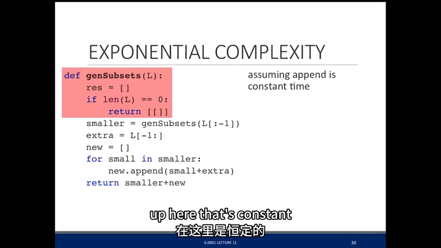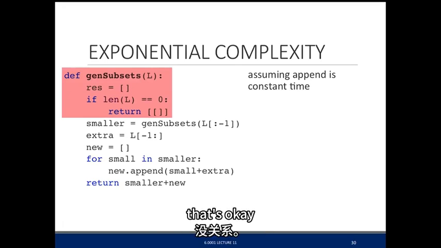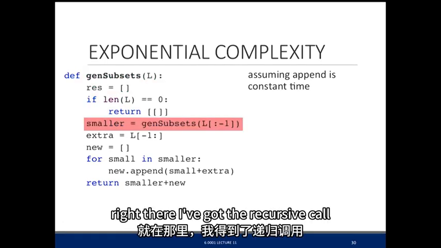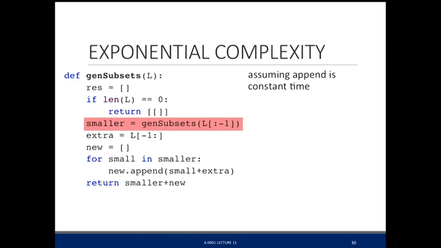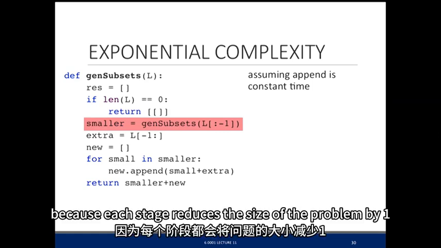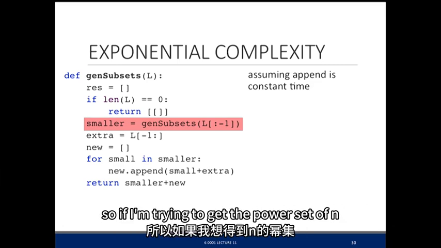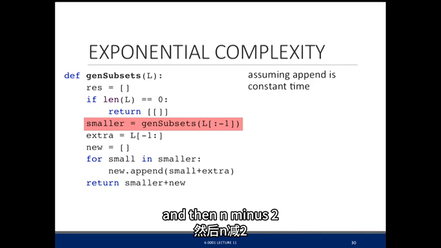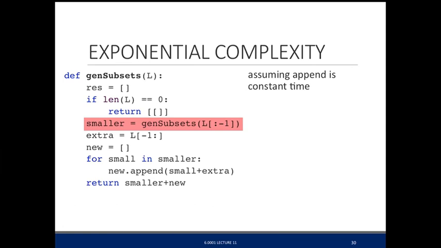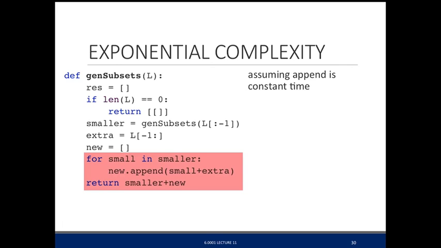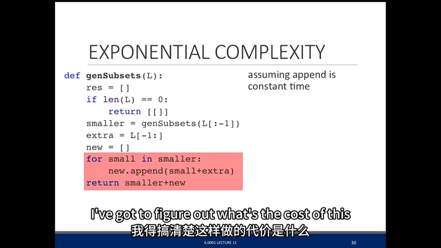Up here, that's constant. That's okay. Right there, I've got the recursive call. So I know, first of all, that this is going to call itself n times, because each stage reduces the size of the problem by 1. If I'm trying to get the power set of n, I'm going to have to do it to get n minus 1 and then n minus 2. So I know the recursion of gen subsets to gen subsets is going to go around n times. That's not so bad. But right down here, I've got to figure out what's the cost of this.